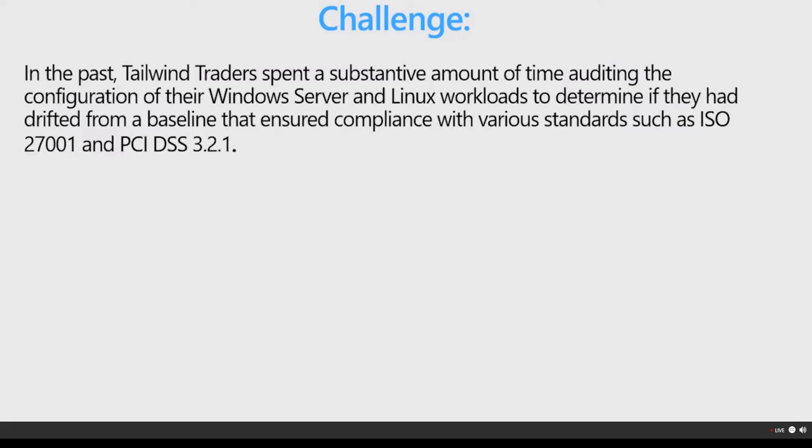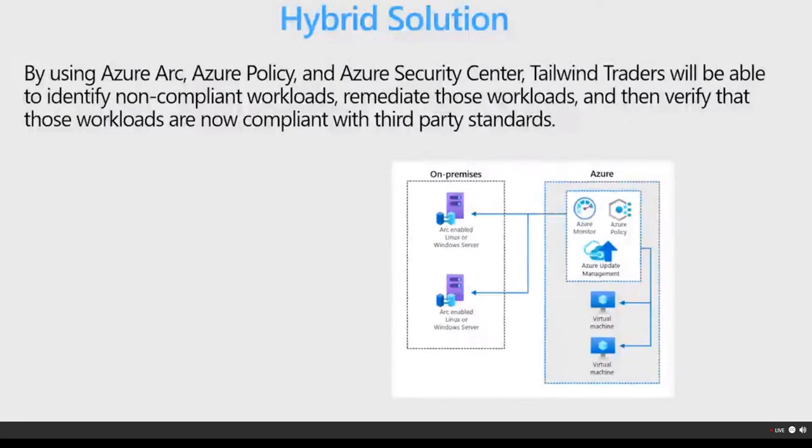So how can hybrid cloud help with this? The hybrid solution for this problem is that by using Azure Arc, Azure Policy, and Azure Security Center, Tailwind Traders is able to perform an audit on the configuration of workloads and determine whether or not they are compliant with a particular set of security standards. They can then remediate those workloads and ensure that they are compliant.